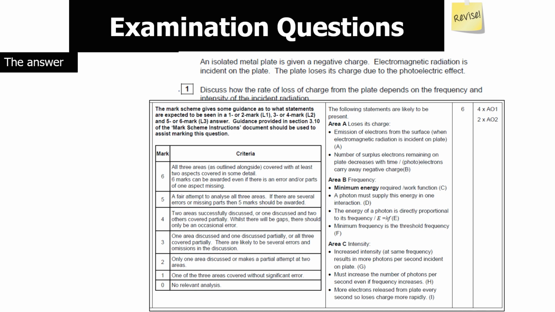Then intensity is how many photons hit the surface every second. So if the intensity increases, more photons hit the surface every second at the same energy, so we've got an increase in the number of photons per second. That gives us more electrons released from the plate every second, so the charge will go down more rapidly.